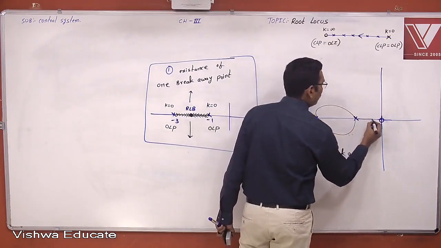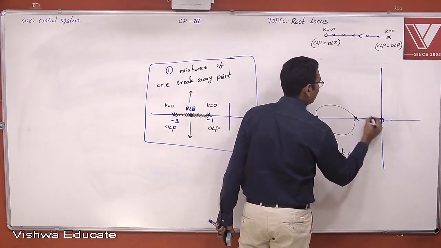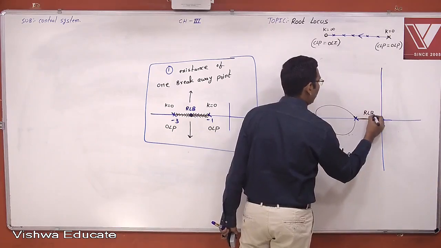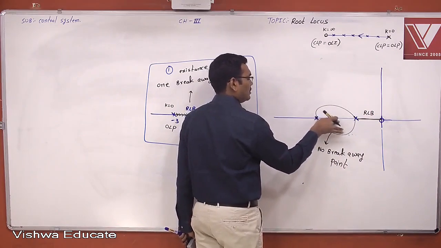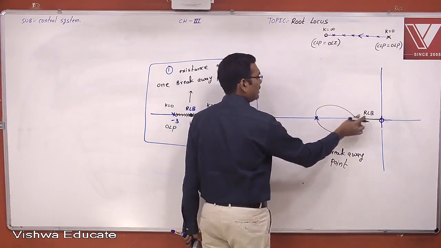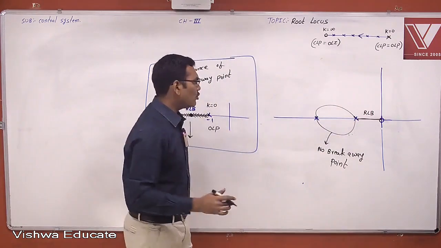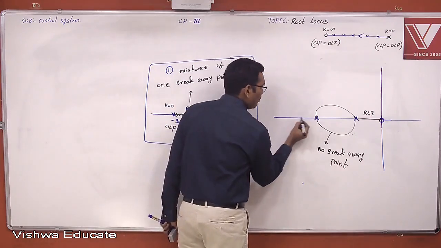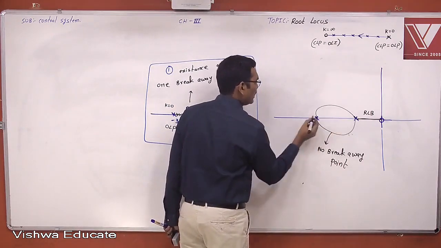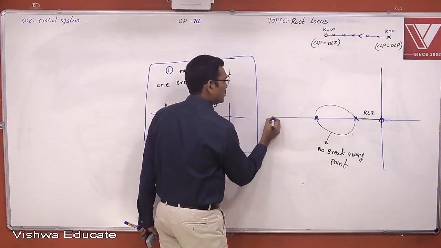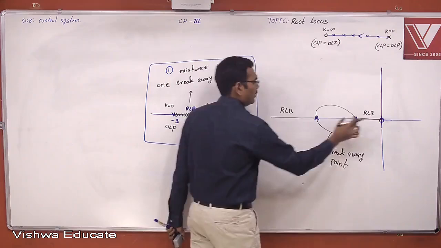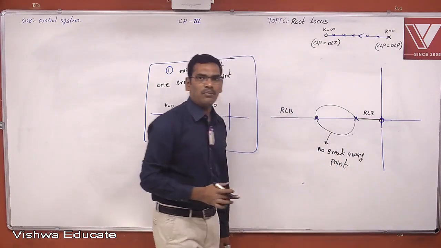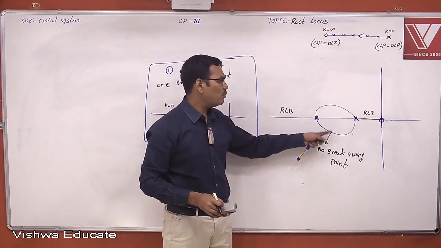This is the root locus branch. But this is not the root locus branch. Points to the right-hand side, one, two: no root locus branch. Now points to the right-hand side, one, two, three: this is the root locus branch. This part is the closed loop pole movement. There is no closed loop pole movement here.